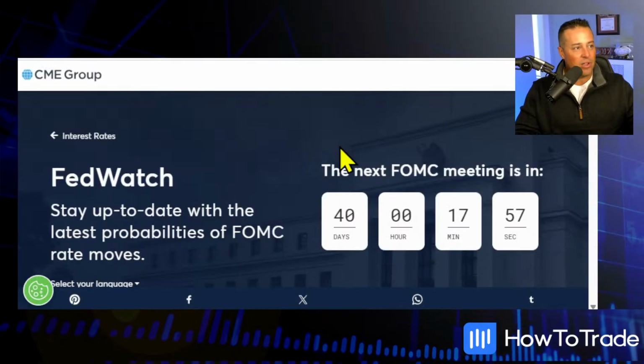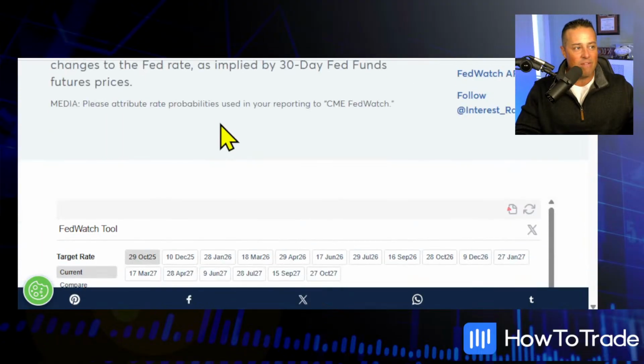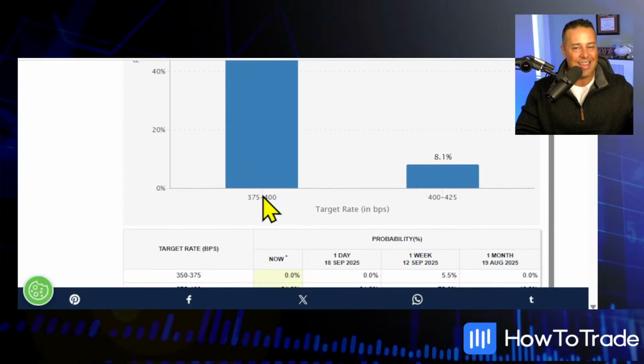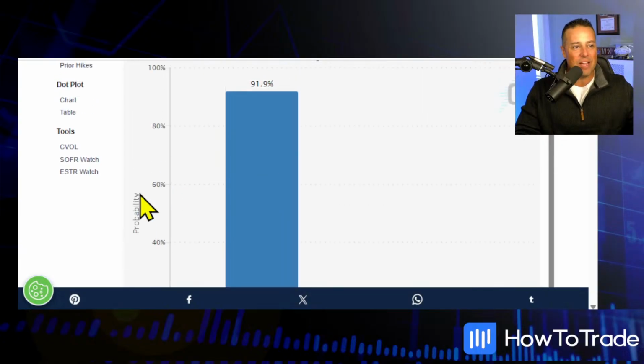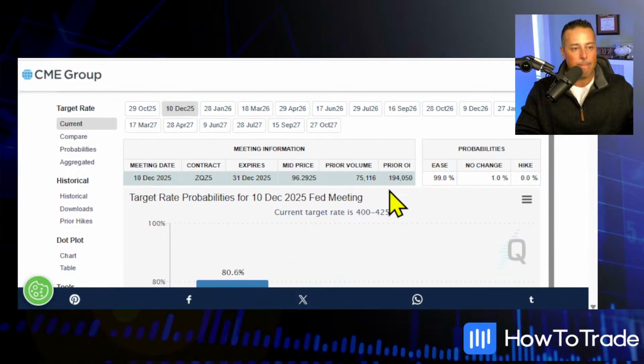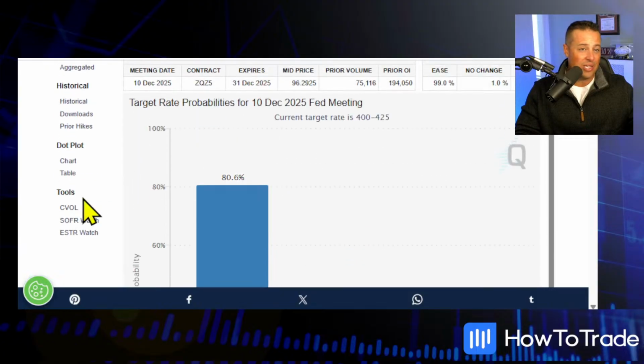CME Fed Watch, let's take a look at our interest rate expectations. This has become more and more important as we drive deeper into the year. 40 days, 17 minutes. We'll have FOMC live for you again. 91.9% chance that we cut again. So 3.75 to 4. We believe that's pretty much a foregone conclusion at this point. And then after that, we go to December. We're looking for another rate cut. So we're looking for 2 more rate cuts this year.